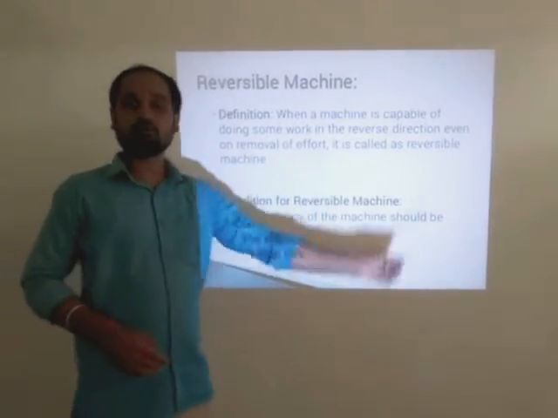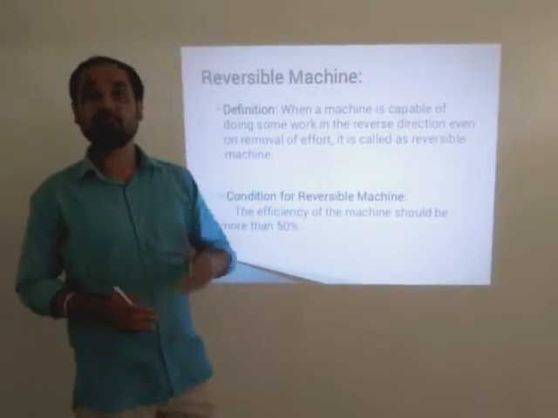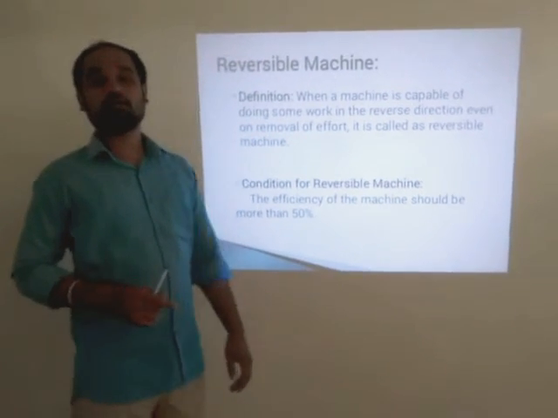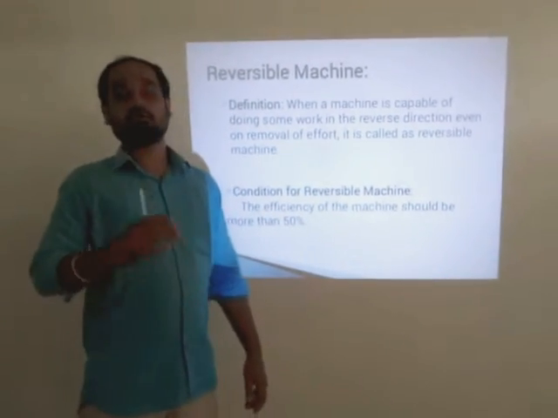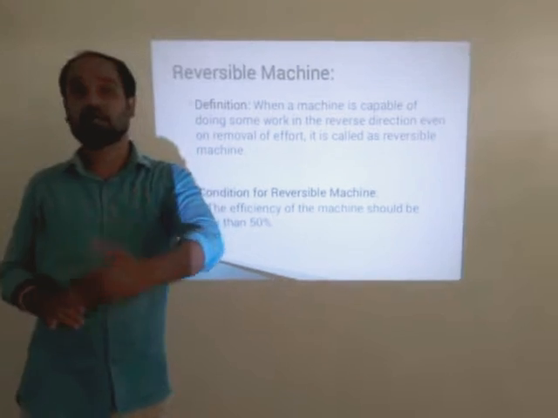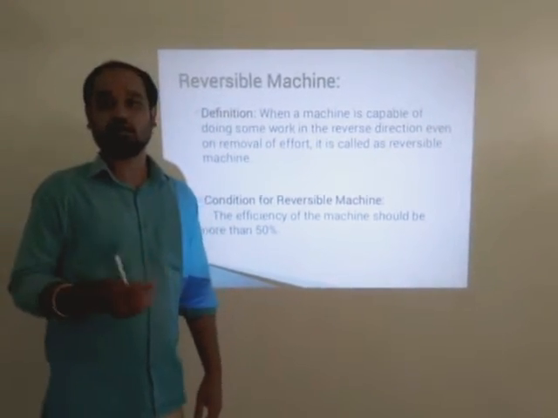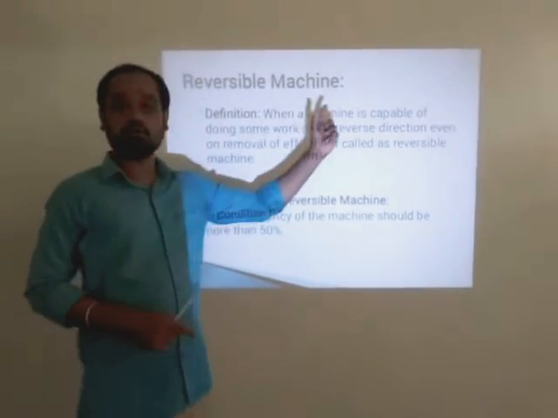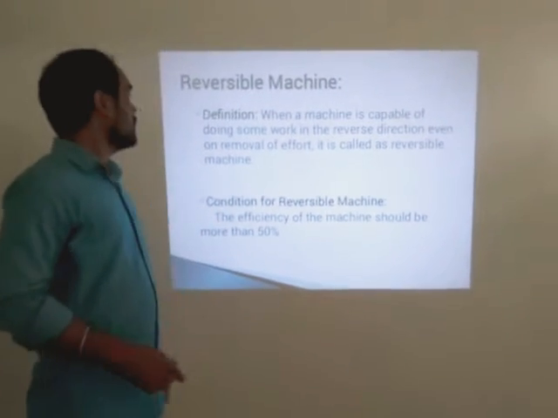Examples of reversible machines are the simple axle and wheel, the simple screw jack, the single purchase crab, the double purchase crab, etc. These machines are reversible machines.